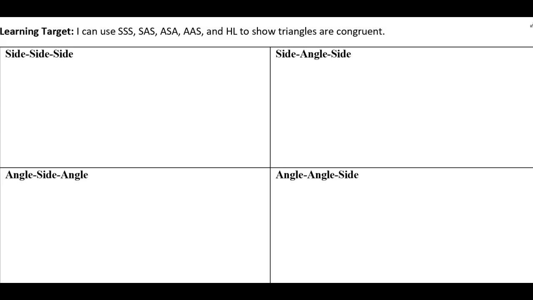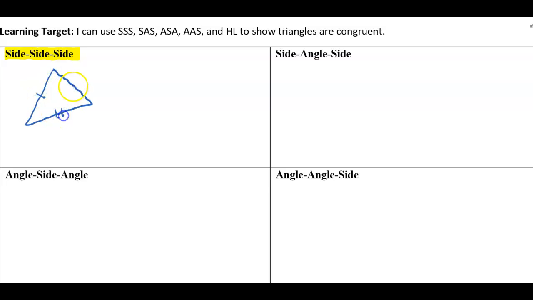And if you watched the introductory video, we talked about different ways to justify congruent triangles. The first way, and this is just a summary page, the first way to justify congruent triangles is side, side, side. So if three sides of one triangle are congruent to three sides of another triangle, then the two triangles are congruent. So I'm just going to draw a picture here.